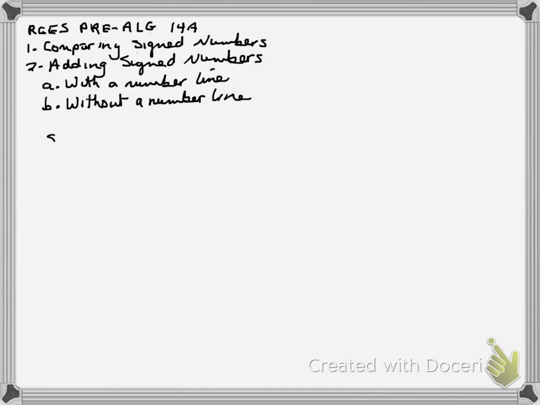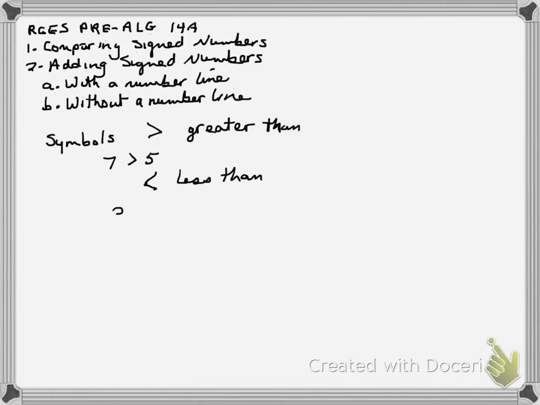Background information would be our symbols. I want you to understand that this sign means greater than when we're reading from left to right. In other words, if I say 7 is greater than 5. And this symbol would mean less than. Again, reading from left to right. So I would say 3 is less than 9. Okay, so understand these symbols.